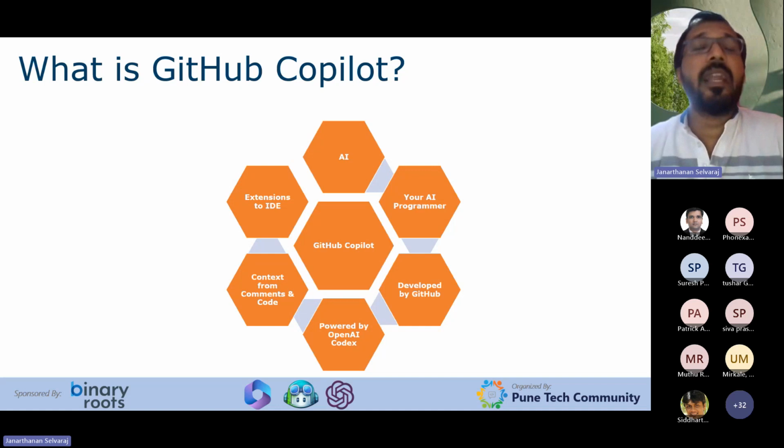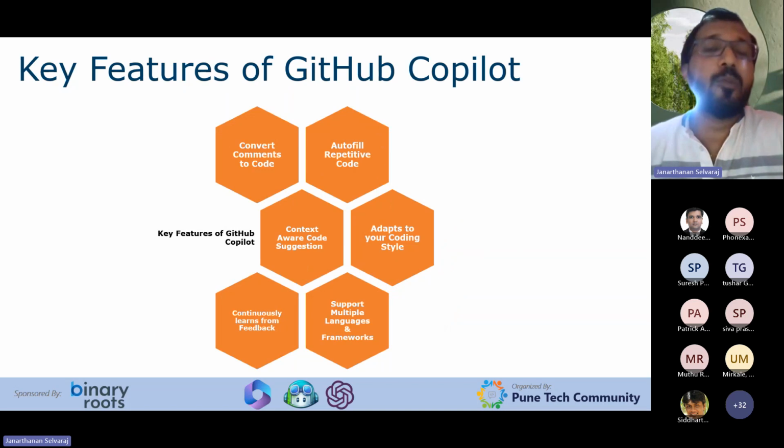So this is the introduction about GitHub Copilot. And what are the major key features of GitHub Copilot? The first one is that the user starts writing a prompt or a comment, and those comments start getting converted into code suggestions. That is one of the major aspects of GitHub Copilot.